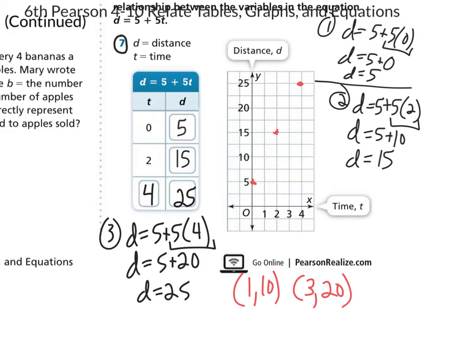Again, (1, 10) would be a point that would work, and (3, 20) would be another point that would work. So those blue points are optional. Red is what I chose, and then we can just draw a line through those points.